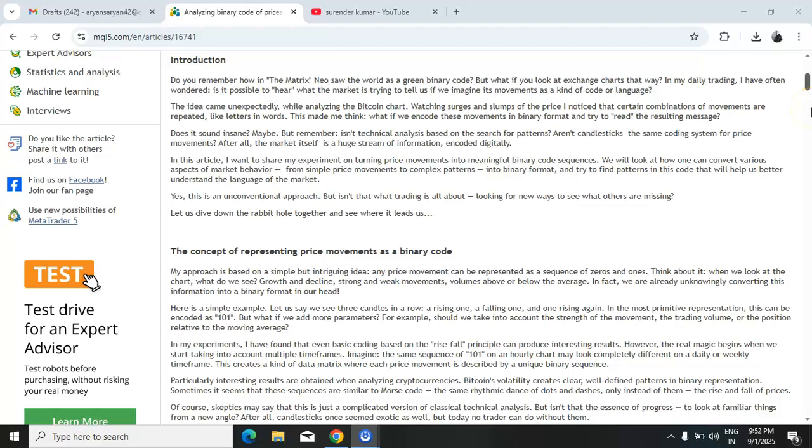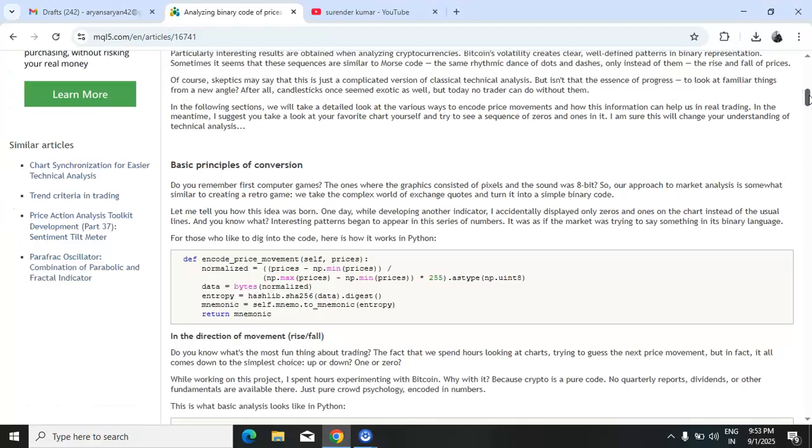Analyzing binary code prices on the exchange: data analysis introduction. Do you remember how in the Matrix Neo saw the world as a green binary code? But what if you look at exchange charts that way?